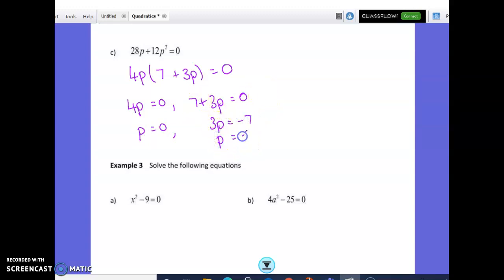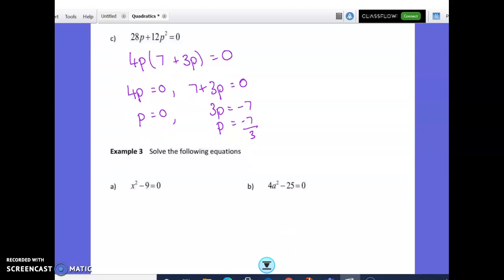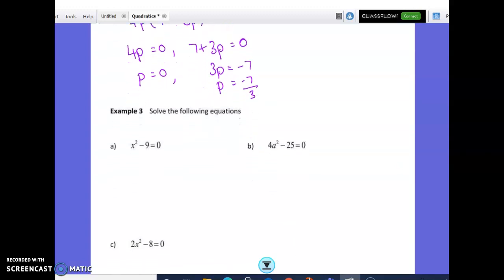Here I'm timesing by 3. Oh dear, it's not my day today. So here I need to divide by 3. So we get p equals minus 7 over 3. Now, you might want to stop there and have a go at common factor. If you're quite confident at factorising, I would suggest keep going.